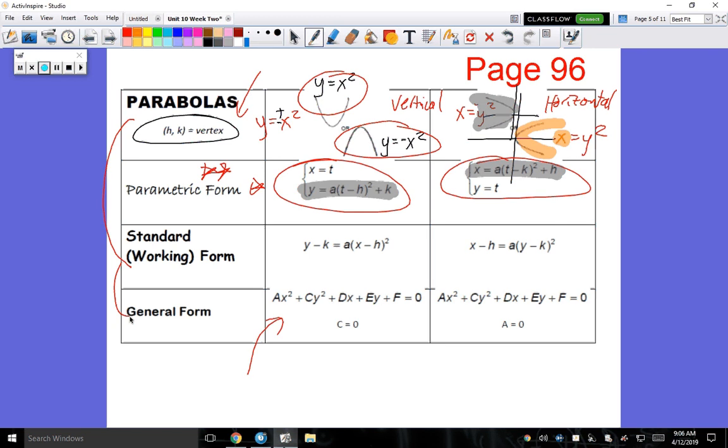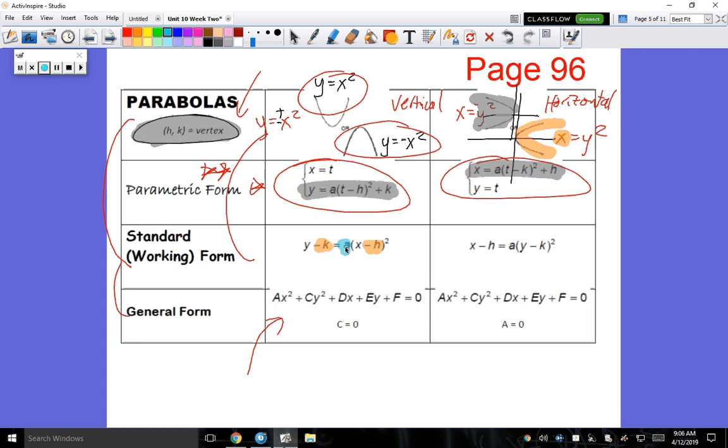Standard working form is very, very similar to what you have over here as far as what we were looking at for our original versions of a parabola. The only difference now is that we're going to add a couple pieces to it, to where we have horizontal shifts, vertical shifts, and also vertical stretches or compressions, not just reflections of negatives.